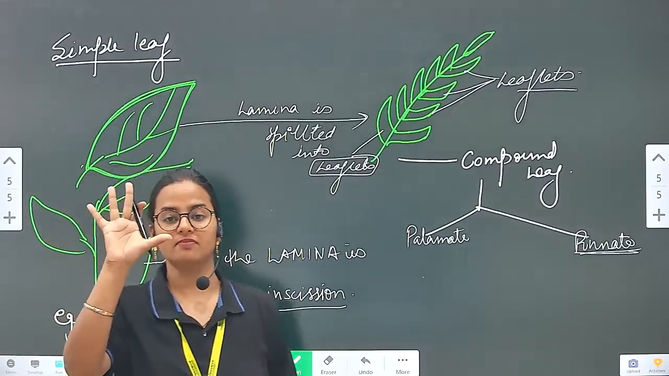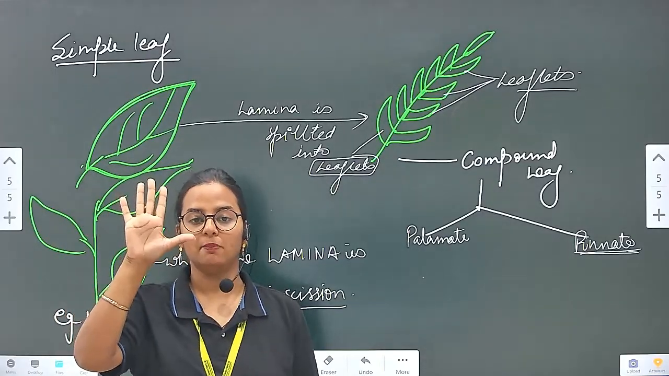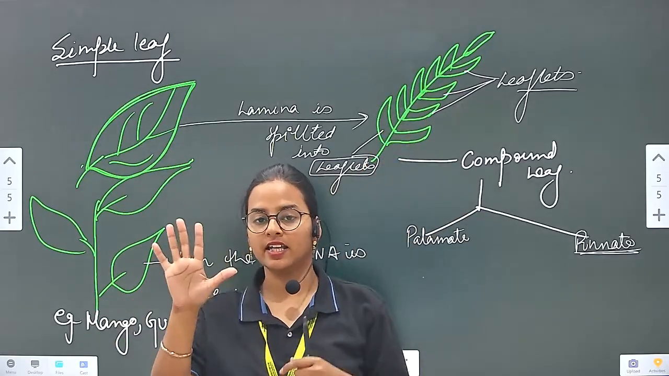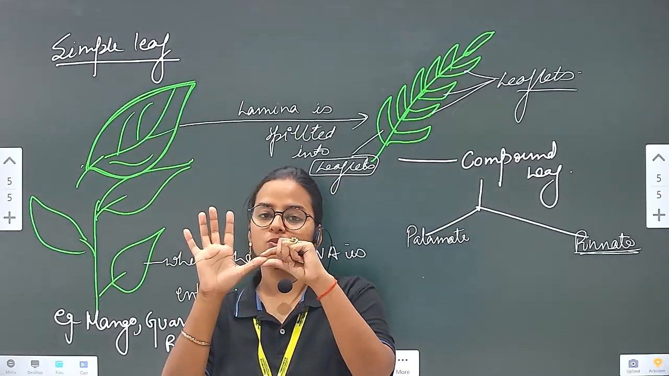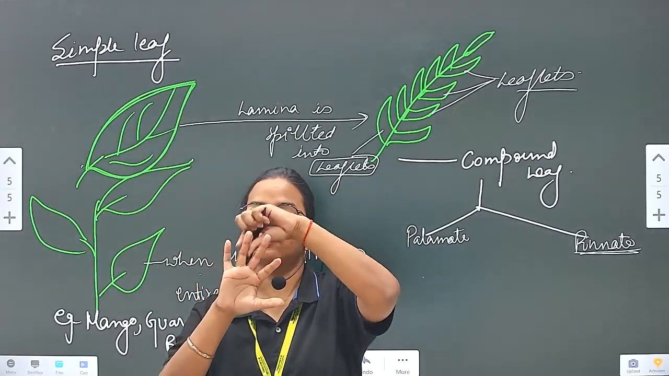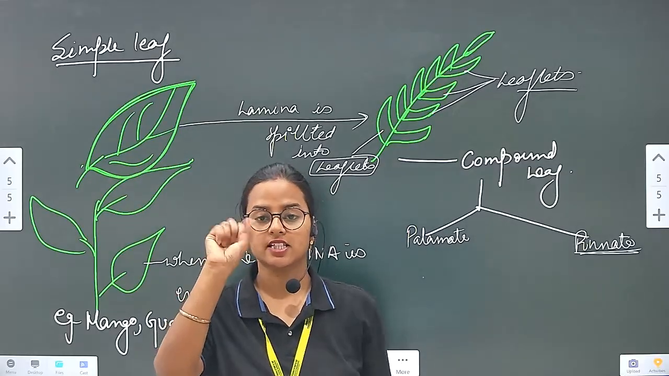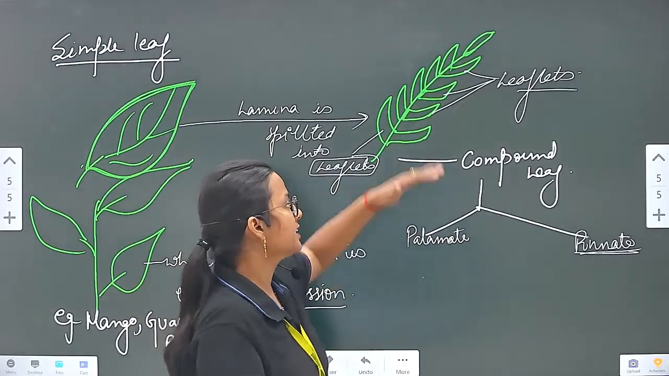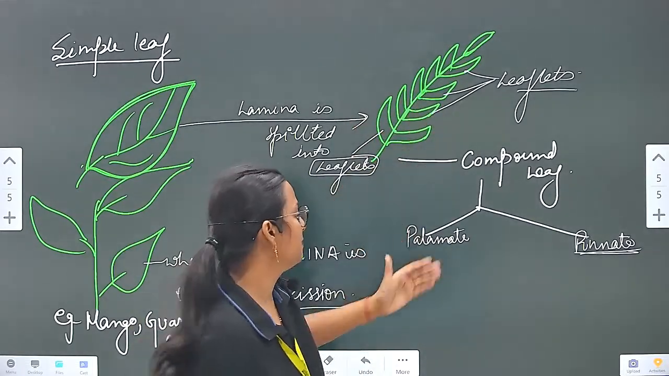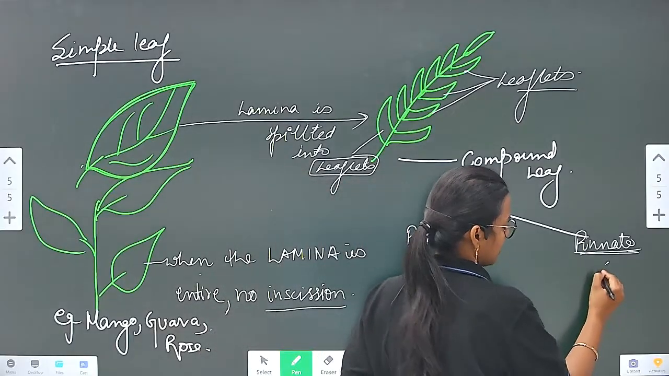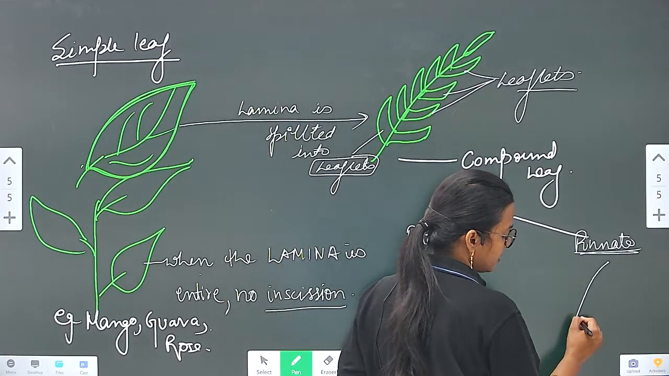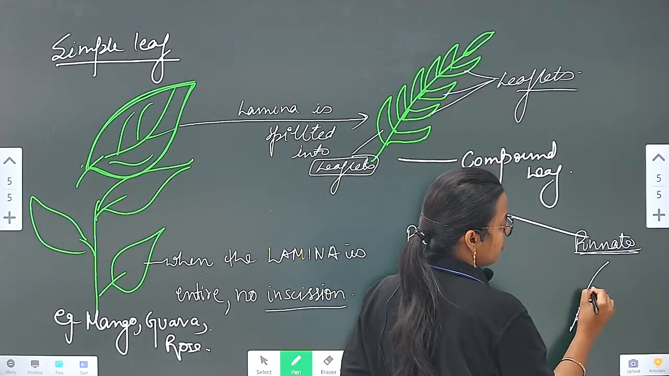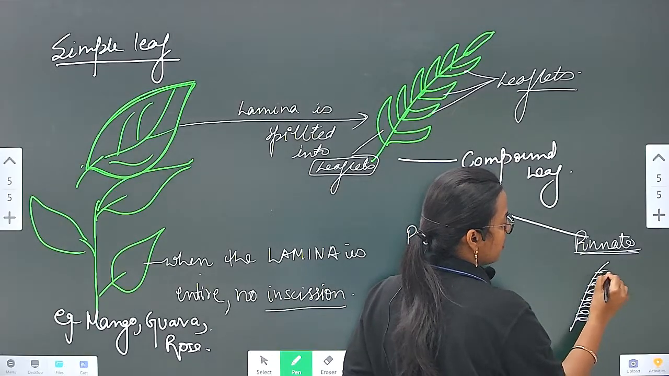See, this is my palm. So when these leaflets are arranged in this way, one leaflet, another leaflet, and like this is the main axis, then such an arrangement of leaflets is called palmately compound. And when it is present on both sides of the midrib, like in tamarind, small leaflet like this, small leaflet like this, small leaflet like this.